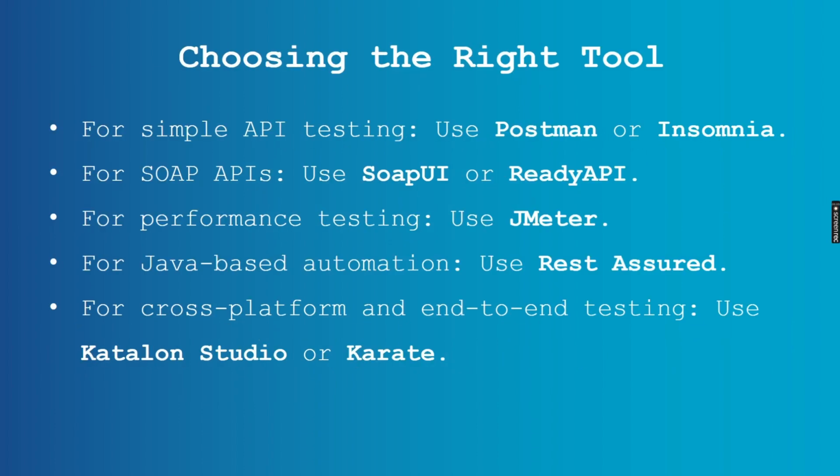So if you are wondering how to choose the right tool, these are the suggestions na na-research namin. For simple API testing, use Postman or Insomnia. For SOAP APIs, use SoapUI or ReadyAPI. For performance testing, use JMeter. For Java-based automation, use REST Assured. And for cross-platform and end-to-end testing, use Katalon Studio or Karate.